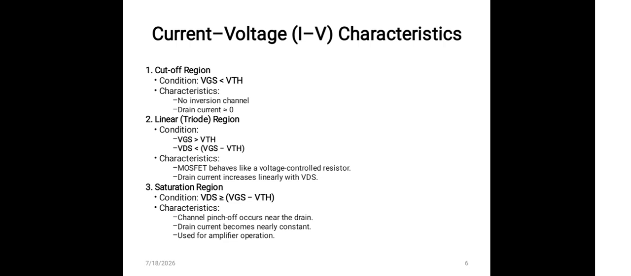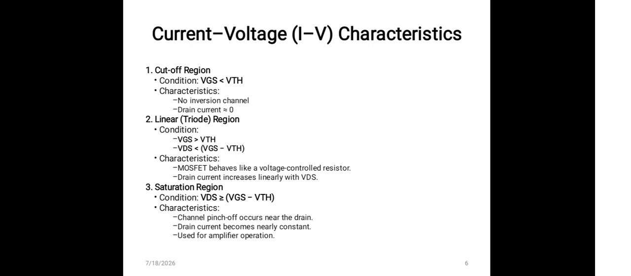Next is the linear or triode region. This occurs when the gate voltage is greater than the threshold voltage, which varies depending upon the semiconductor, and the drain voltage is smaller than the overdrive voltage. Here the channel is fully formed, and the MOSFET behaves like a voltage controlled resistor. As the drain voltage increases, the drain current also increases almost linearly, and this region is useful in analog switches.